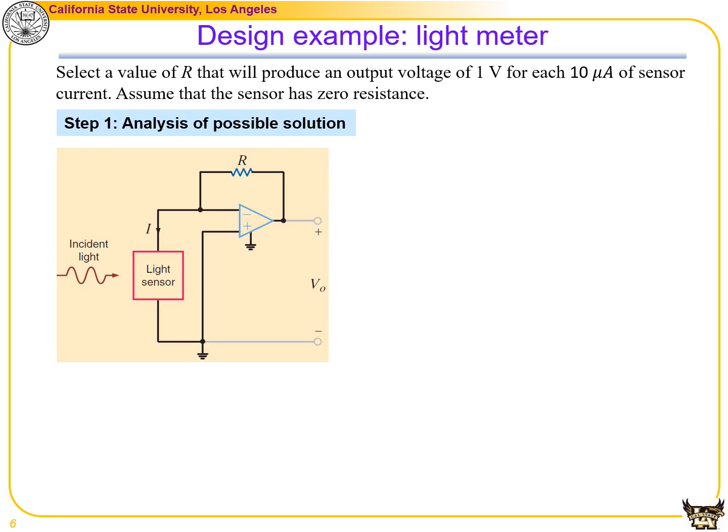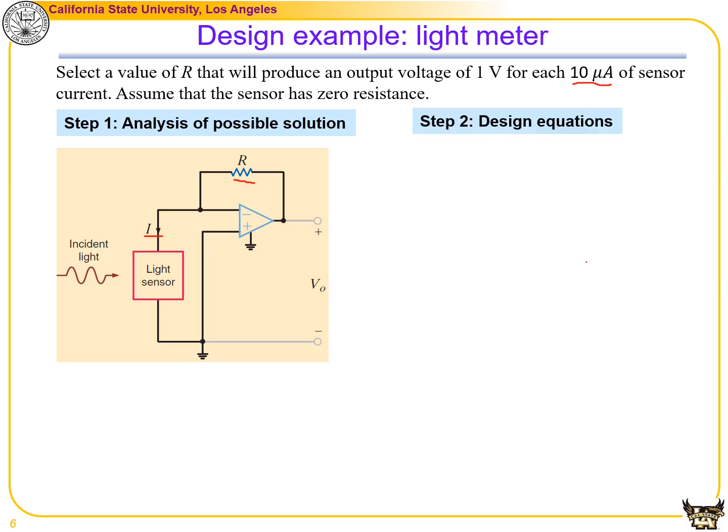The first step is to come up with a possible solution. Over here, we have a light sensor. If the light sensor receives light, it will produce a current, and this current is very tiny, at the microamp level. Here we set it up as a typical amplification application, where we have a feedback resistor connected from the output to the inverting terminal. So this is called a transimpedance amplifier.